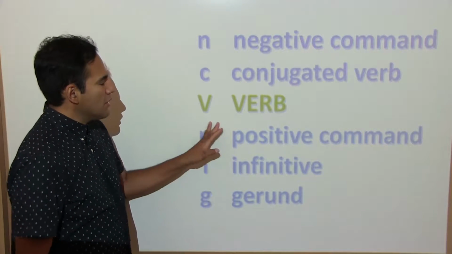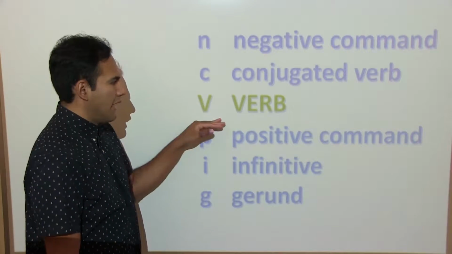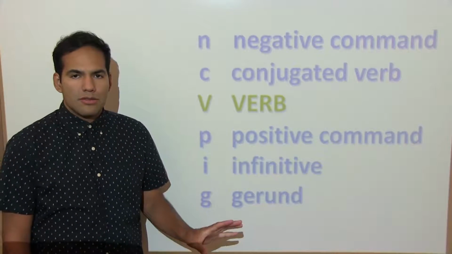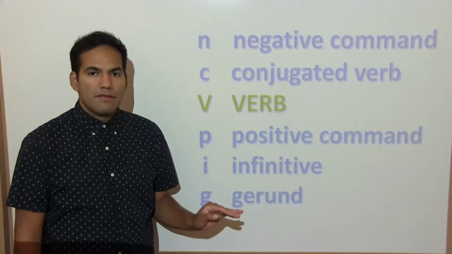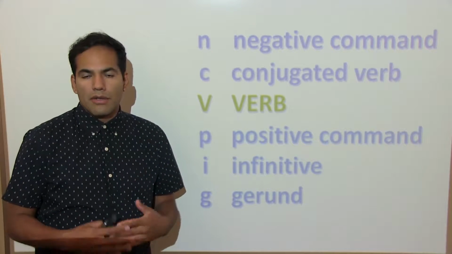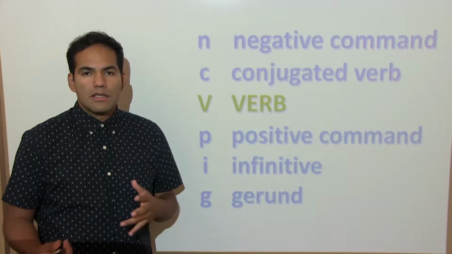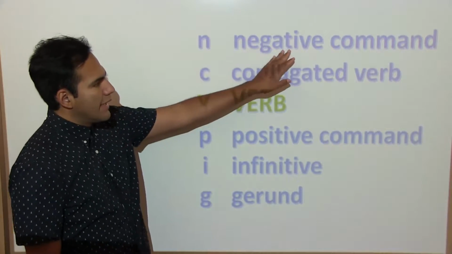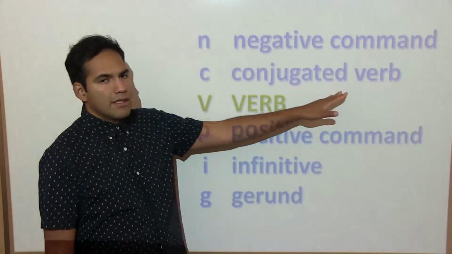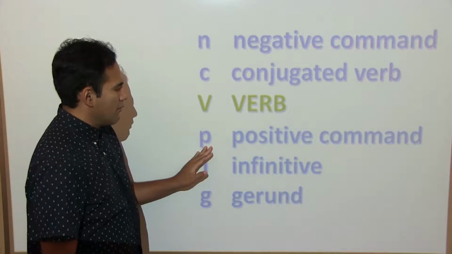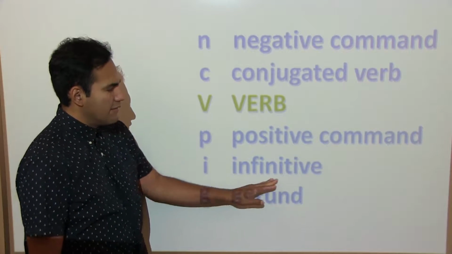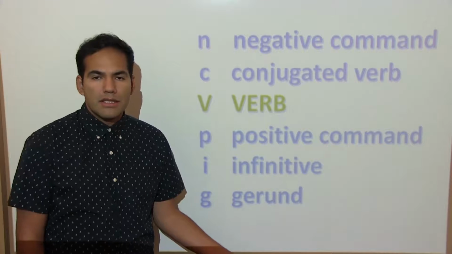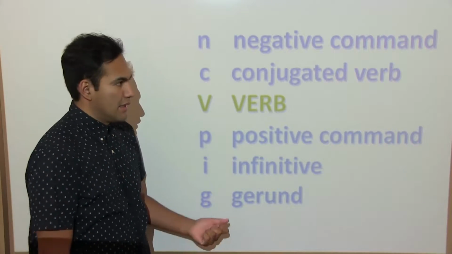So what I want you to do is focus on the verb right here. I've highlighted it in green because that's going to be our starting point. Whenever you're trying to write a sentence with a direct object pronoun, you're always going to be using the verb as a center point or a starting point in determining where to put the direct object pronoun. So now let's go ahead and see. N stands for negative command, C conjugated verb, V verb, P positive command, I infinitive, and this is an infinitive verb, and the last one, G, stands for gerund, or the ing ending in English.